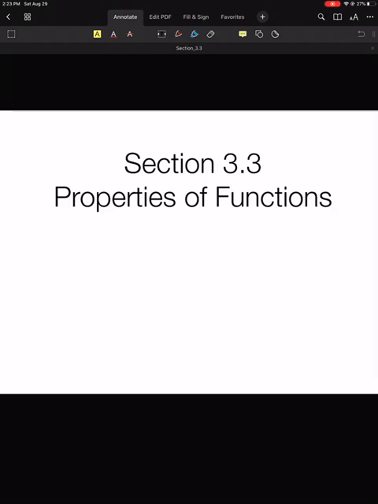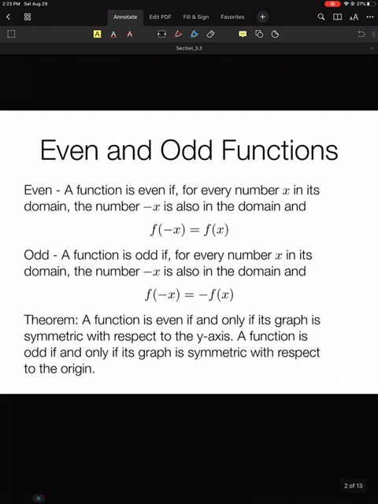Hello everyone. In this video we're going to begin to talk about section 3.3, which is properties of functions. So the first property that I want to talk about is the evenness or oddness of a function. Okay, so what does it mean to be an even or an odd function?